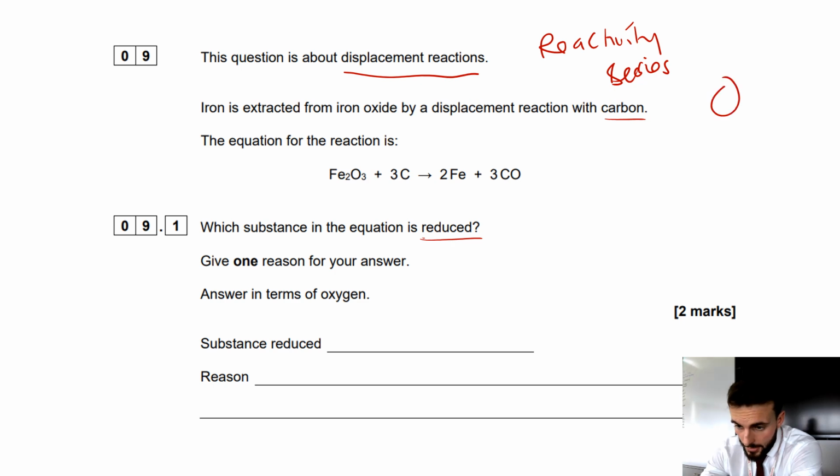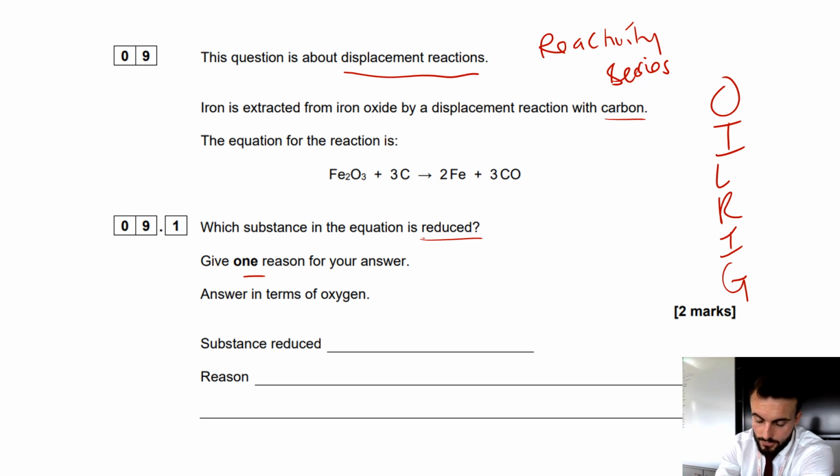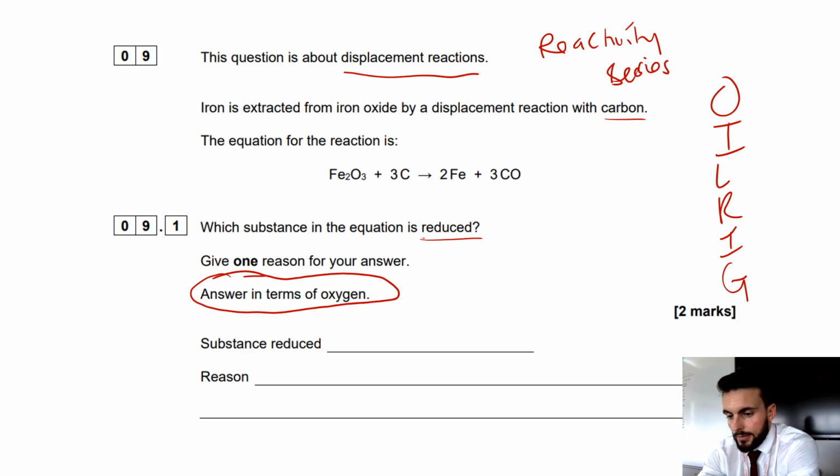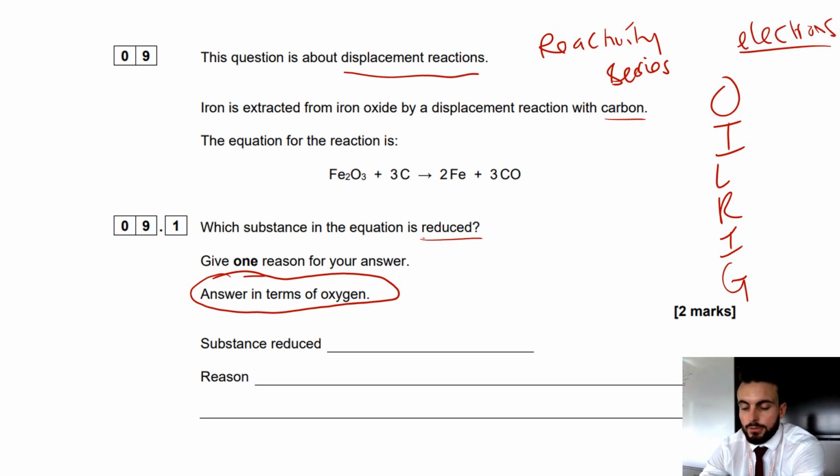So straight away thinking about OIL RIG. I don't know if this will be relevant yet, but we'll see. Then give one reason for your answer, and then it says here, crucial point, answer in terms of oxygen. So you've got to be careful here because OIL RIG is about movement of electrons. So obviously oxidation is loss, reduction is gain of electrons.